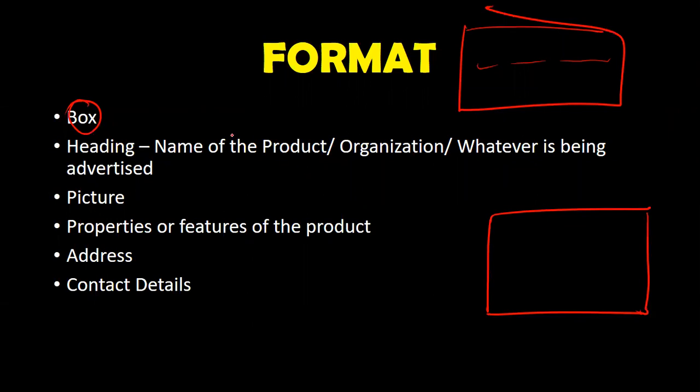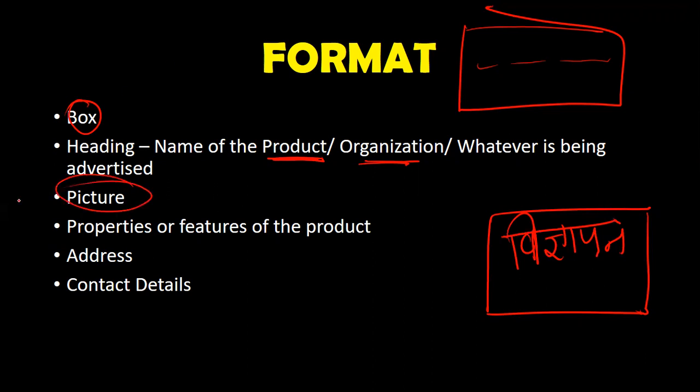Next is the heading, that is whatever be the product, the name of the product or the organization or a camp or whatever is being advertised, that should appear like the main heading. For example, if Vigyaapan is something I'm advertising, then the main heading I can write right there, Vigyaapan, so that whenever someone sees, they can see the product name. Then always include a picture that is relevant to what you're advertising. It can be a simple yet precise picture.